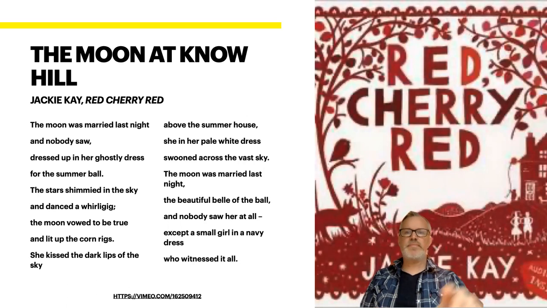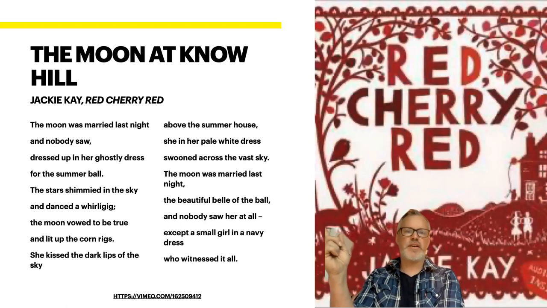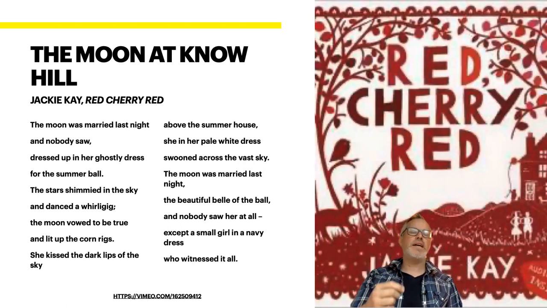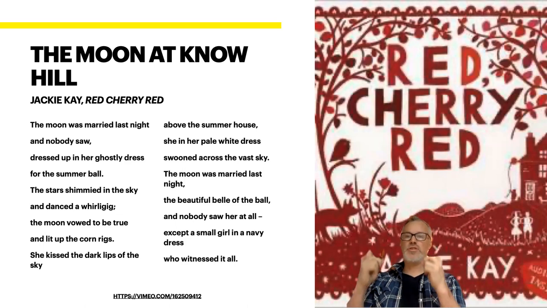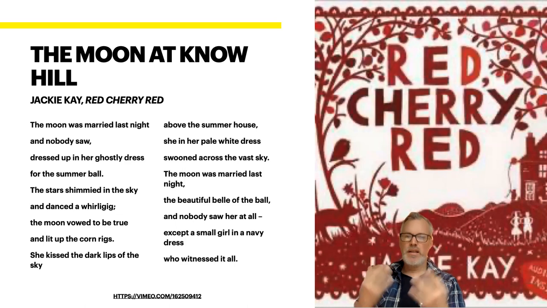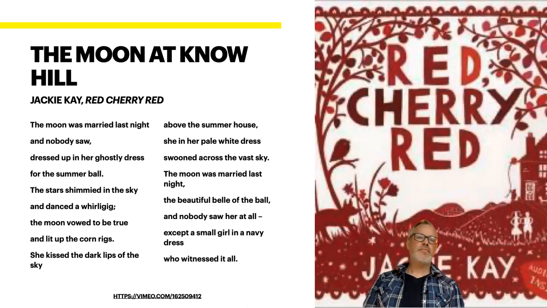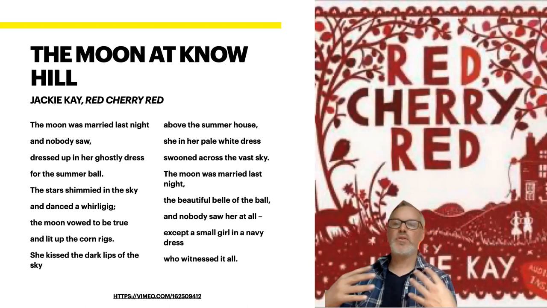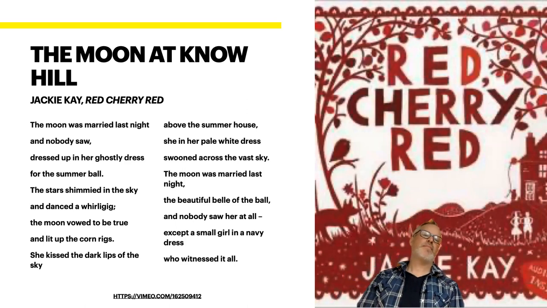And here I can see the text actually is, oh, it's over there, isn't it? Sorry. The Moon at Knoll Hill, it should be, the L-E. It's auto-corrected out of this. So sorry, Jackie Kay from her collection, Red Cherry Red. Love that as well. Love the name. Love the illustrations. Look at that beautiful cover there as well. Here we've got an example of personification.